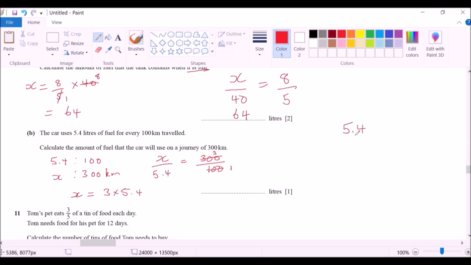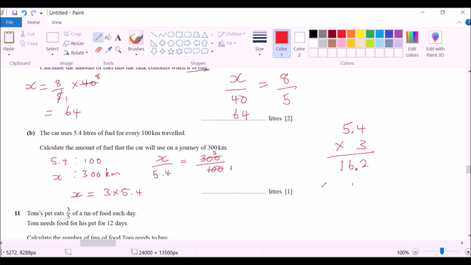Then we do our calculation there, 5.4 times 3. So we say 3 times 4, 12. 2 down, carry 1. 3 times 5, 15, plus 1, 16. Then count our decimal places. 1 decimal place.